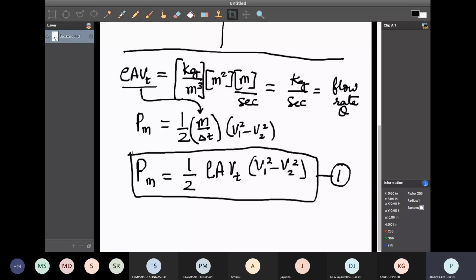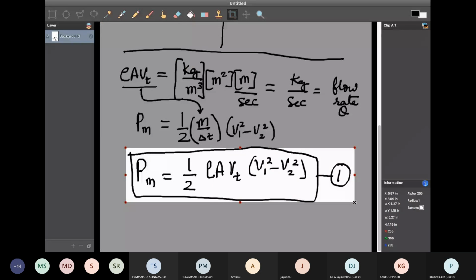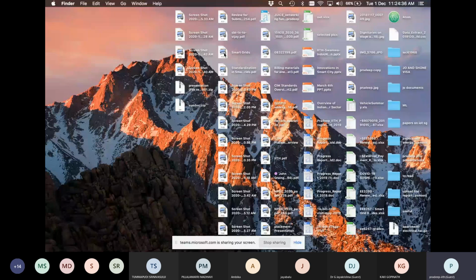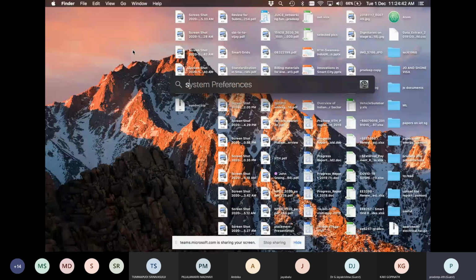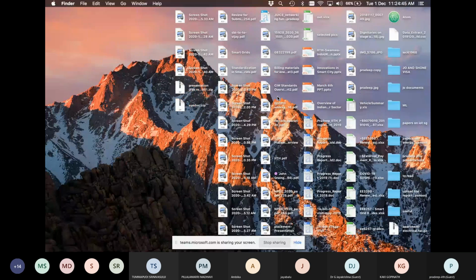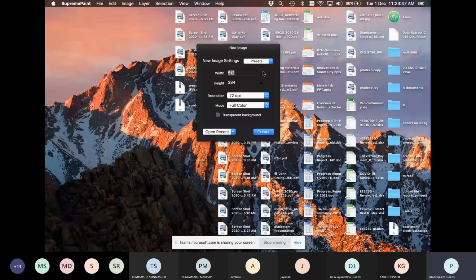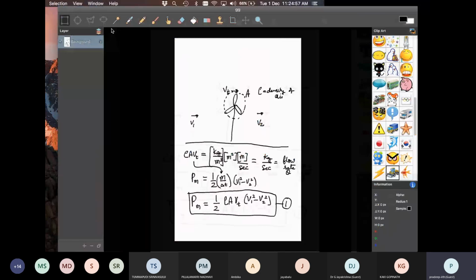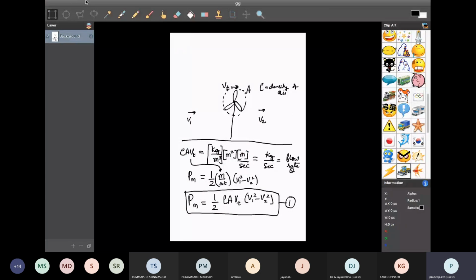Let me see if I can copy this. Okay, so again there is a problem. So I'll just go for a new file.